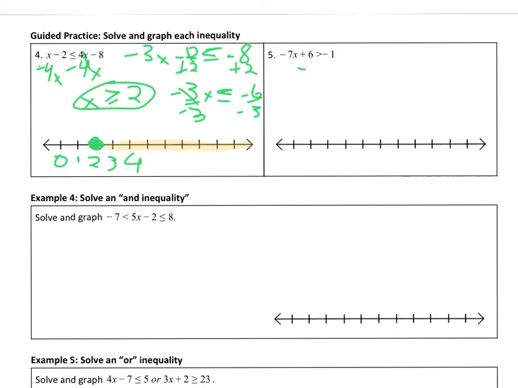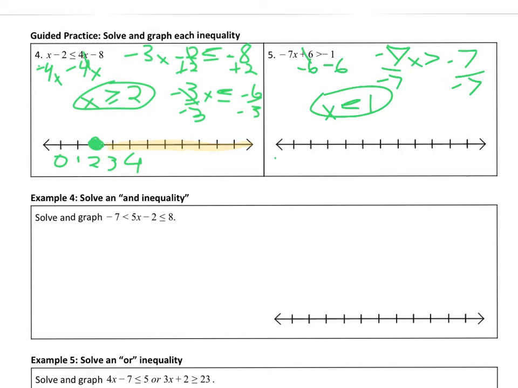Next, actually, I think I gave you a little bit simpler one for number 5, right? So that one, start off by subtracting 6. Negative 7x is greater than negative 7. Divide both sides by negative 7. X is less than positive 1. Okay? So that sign only flips when I divide or multiply both sides by a negative number. So if I multiplied or divided both sides by a positive number, that sign would stay the same.